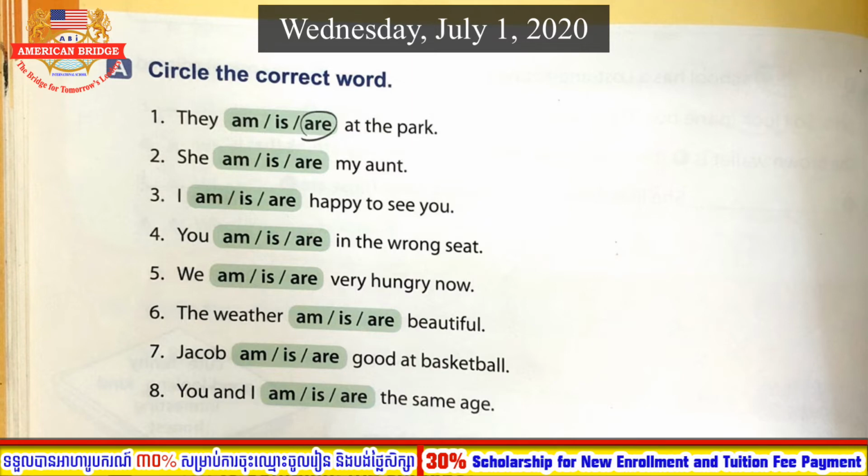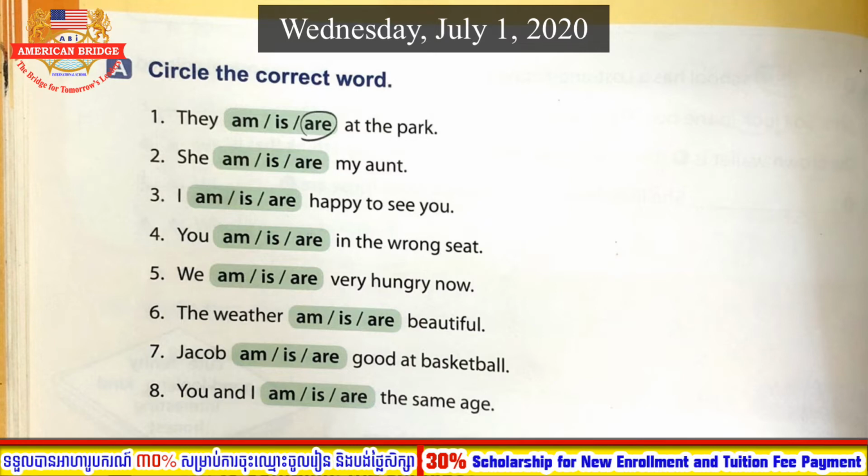She is my aunt, not she am my aunt, or not she are my aunt. Okay, let's go to number 3. I am happy to see you. I is happy to see you, or I are happy to see you. So remember, I we always use with am. I am happy to see you.